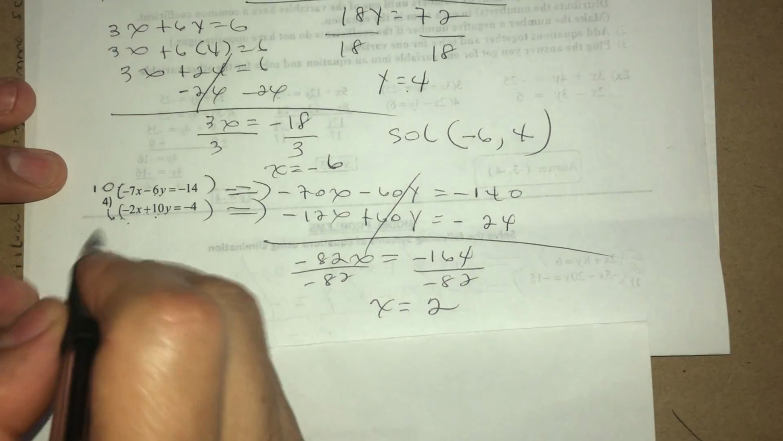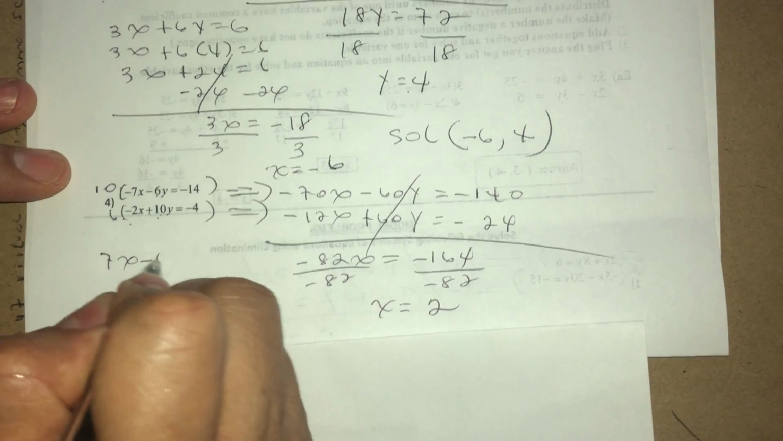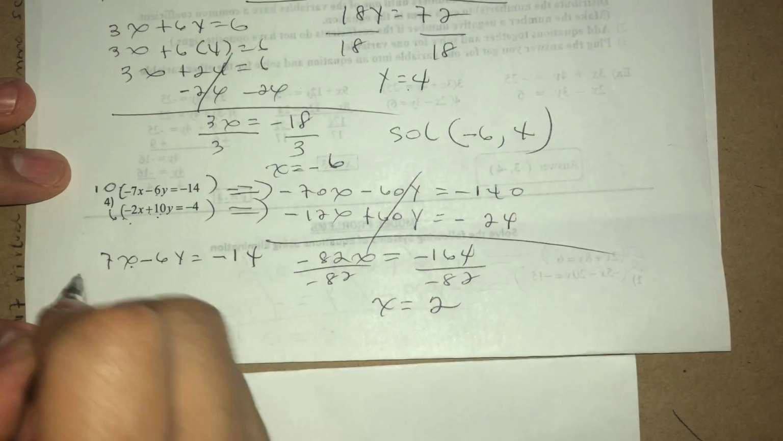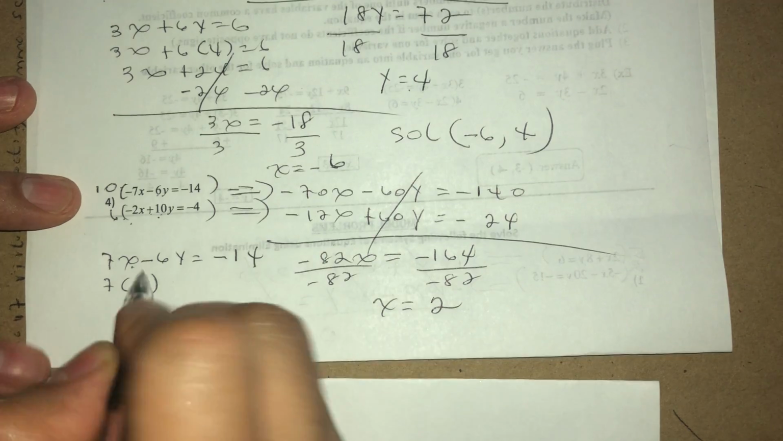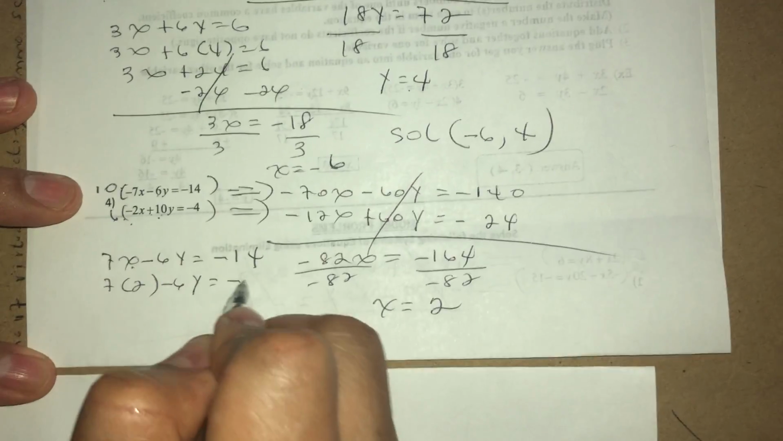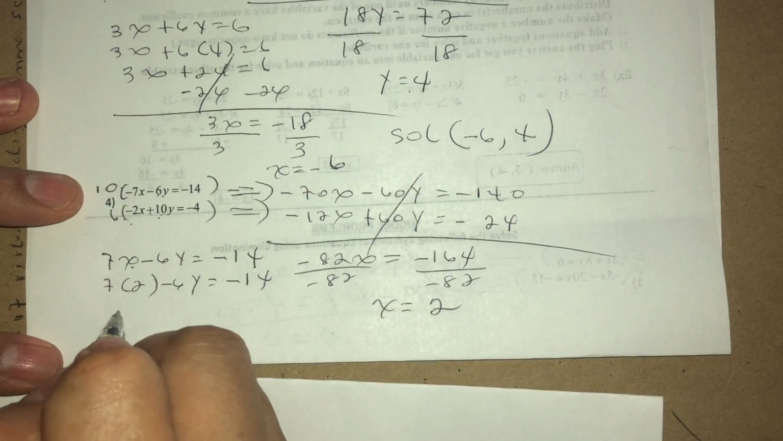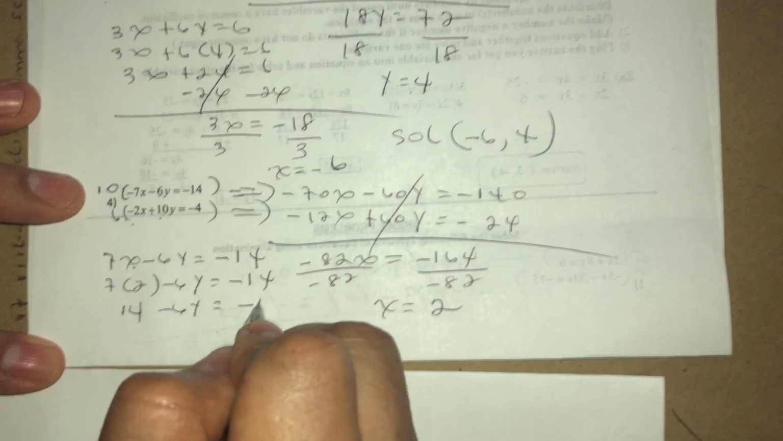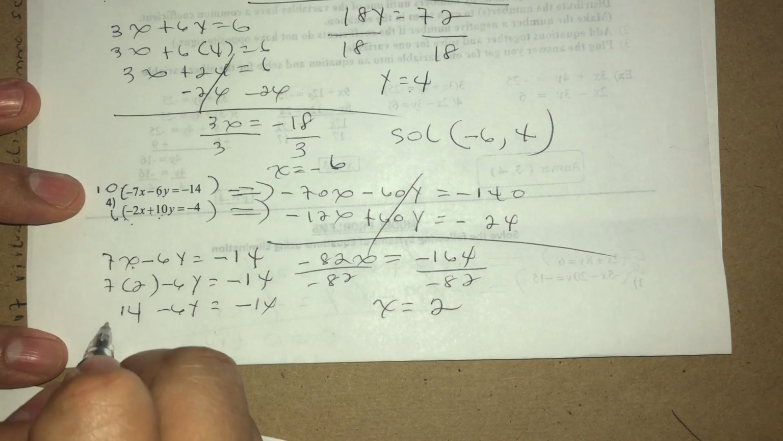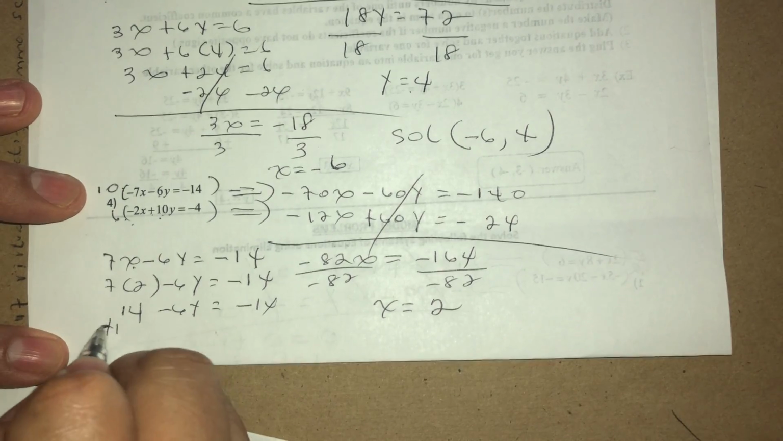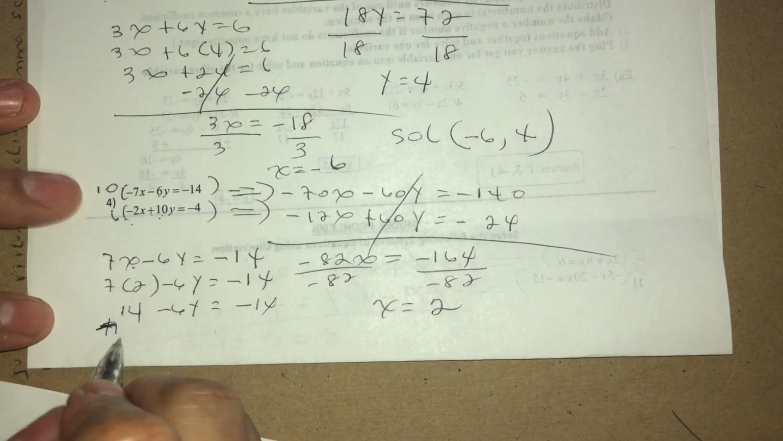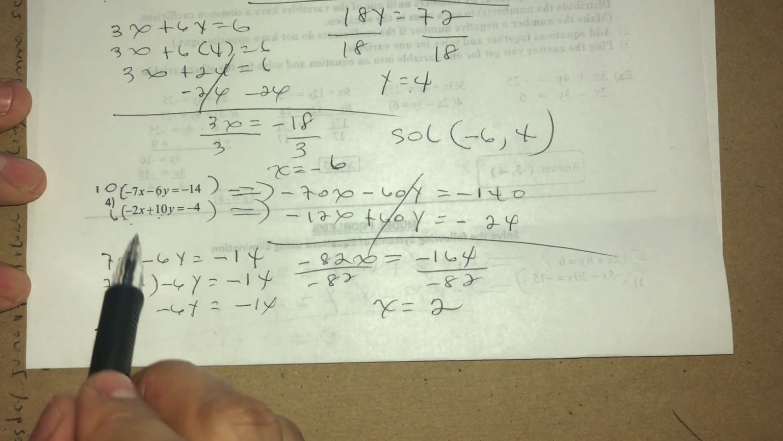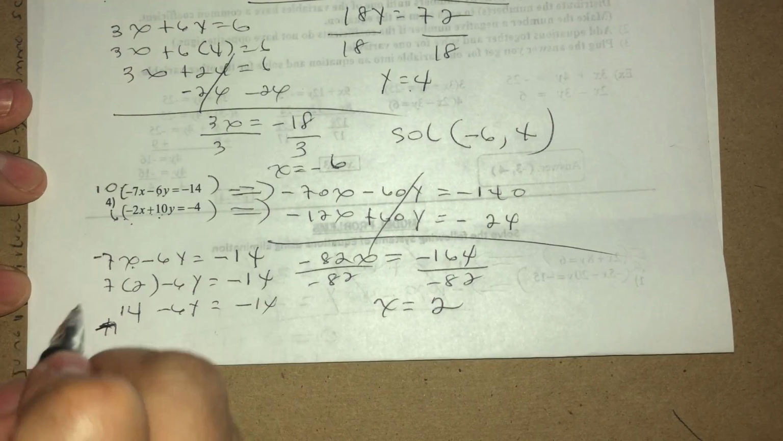Now let's look for y. Let's use the top one. 7x minus 6y equals negative 14. So this x becomes 2. 7 parentheses 2 minus 6y equals negative 14. That becomes 14 minus 6y equals negative 14. So I'm sorry. Is it 2? Oh, that was negative. I knew there was something wrong here.